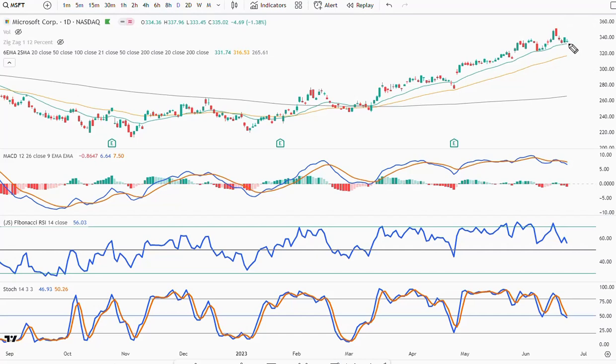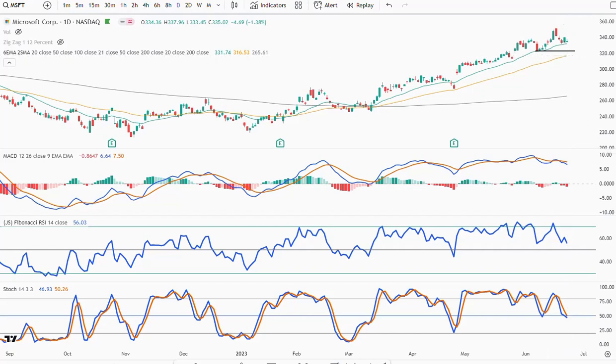If, let's say, the 20 EMA is breached, it's around 331.75. Then the next level I'll be watching is this level, which is around 322, and then finally the 50 EMA, which is around 317. So those would be the levels I would be watching on the downside: the 20 EMA, which is around 331, this previous swing low, which is around 322, and finally the 50 EMA.